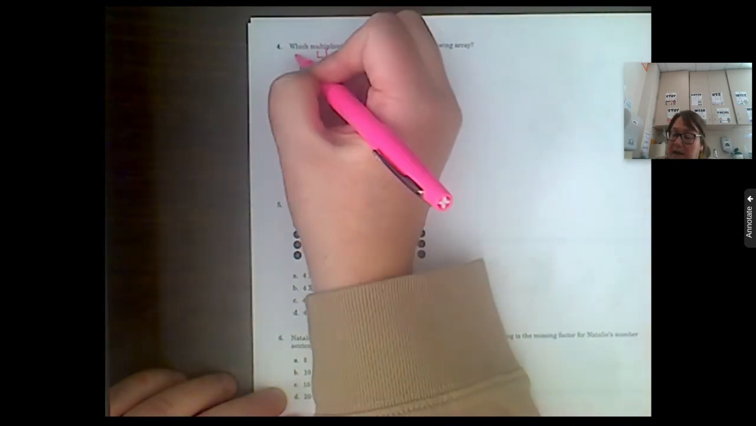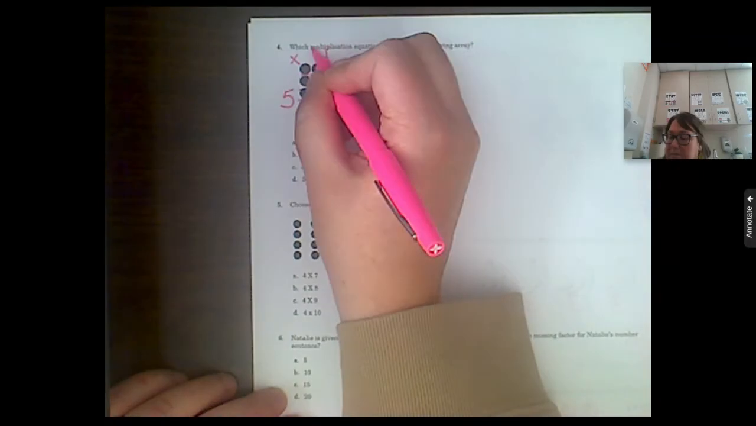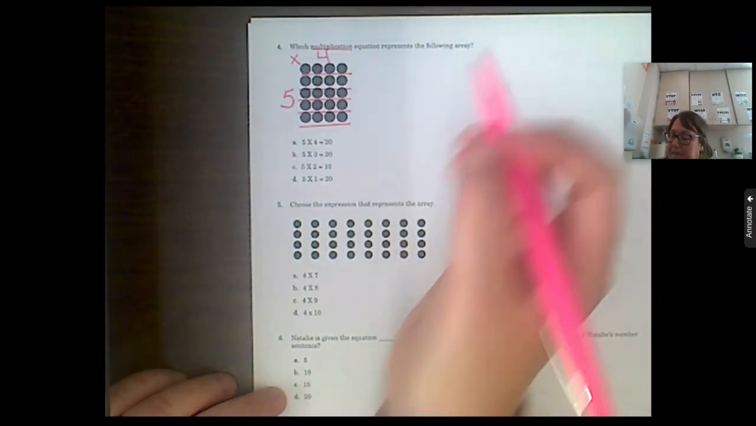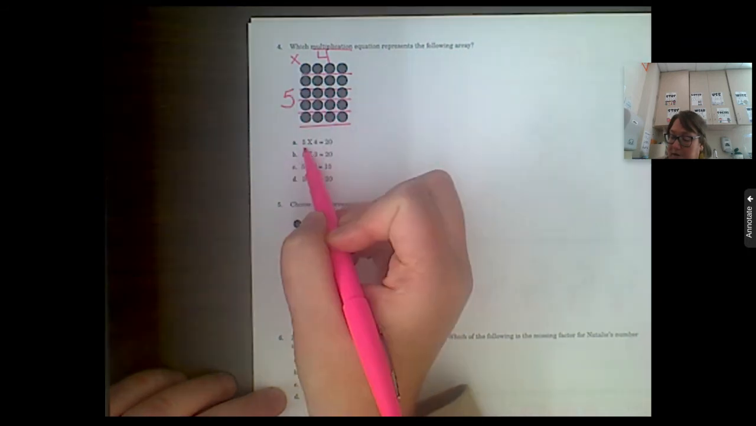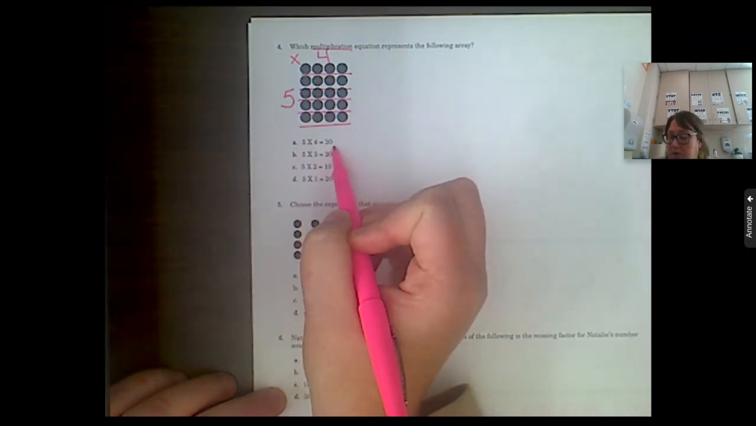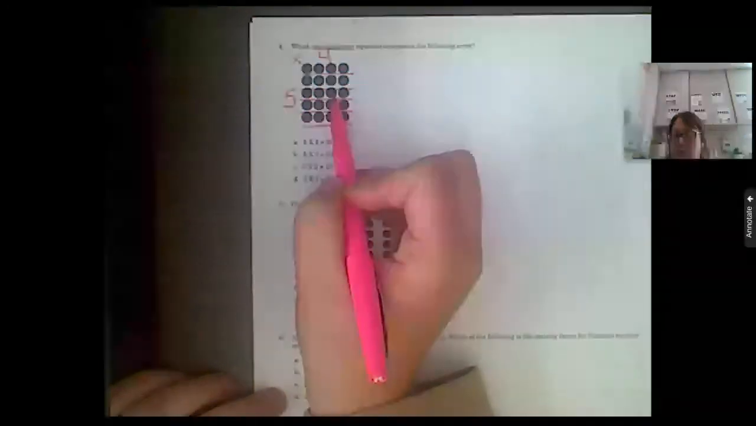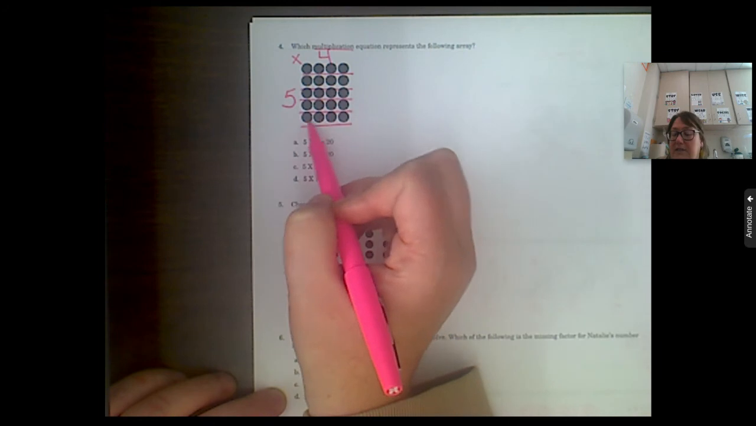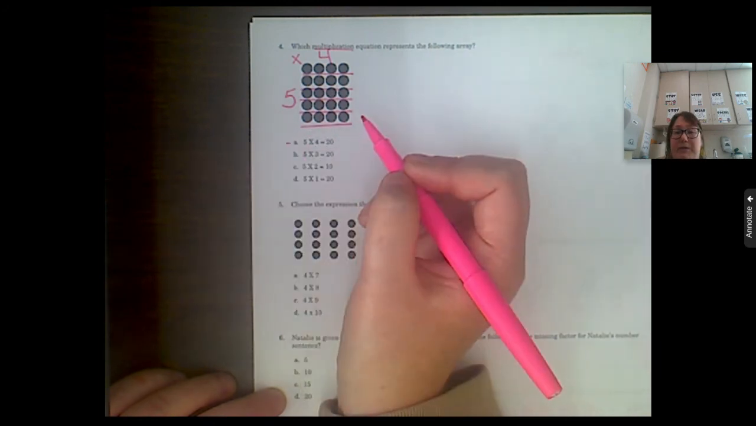Okay, I can put that times sign in the corner, and then I can see if I can find a multiplication equation that represents that array. Well, if I look, 5 times 4, oh, look at the first one. 5 times 4 equals 20. Let me see if this does equal 20. 1, 2, 3, 4, 5, 6, 7, 8, 9, 10, 11, 12, 13, 14, 15, 16, 17, 18, 19, 20. That is correct. I think it's that, but I need to check my other choices, right?